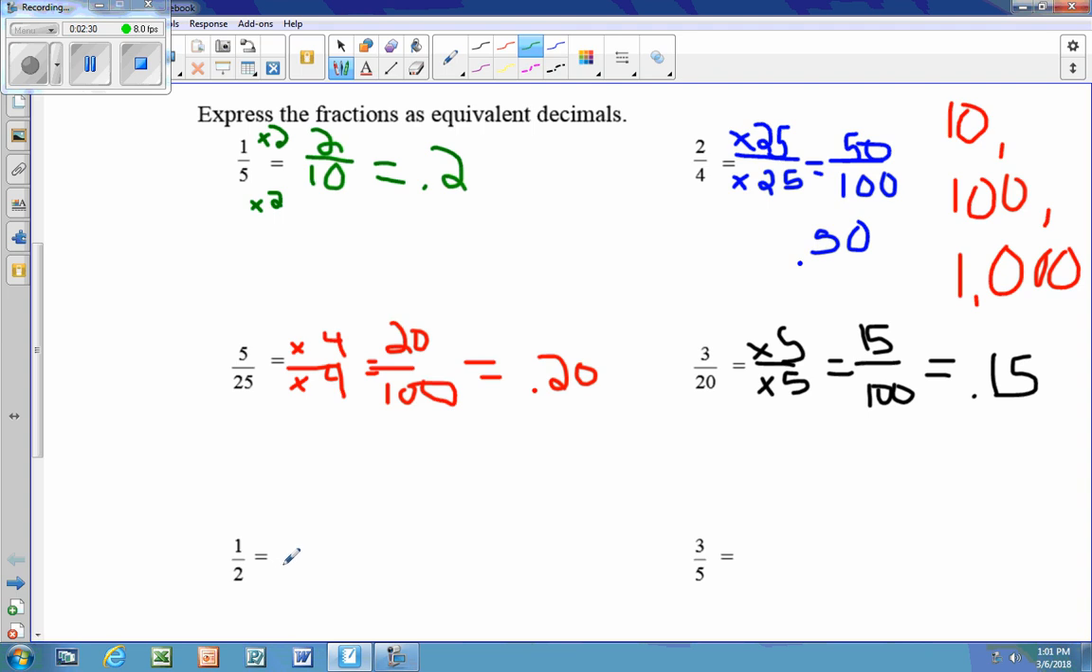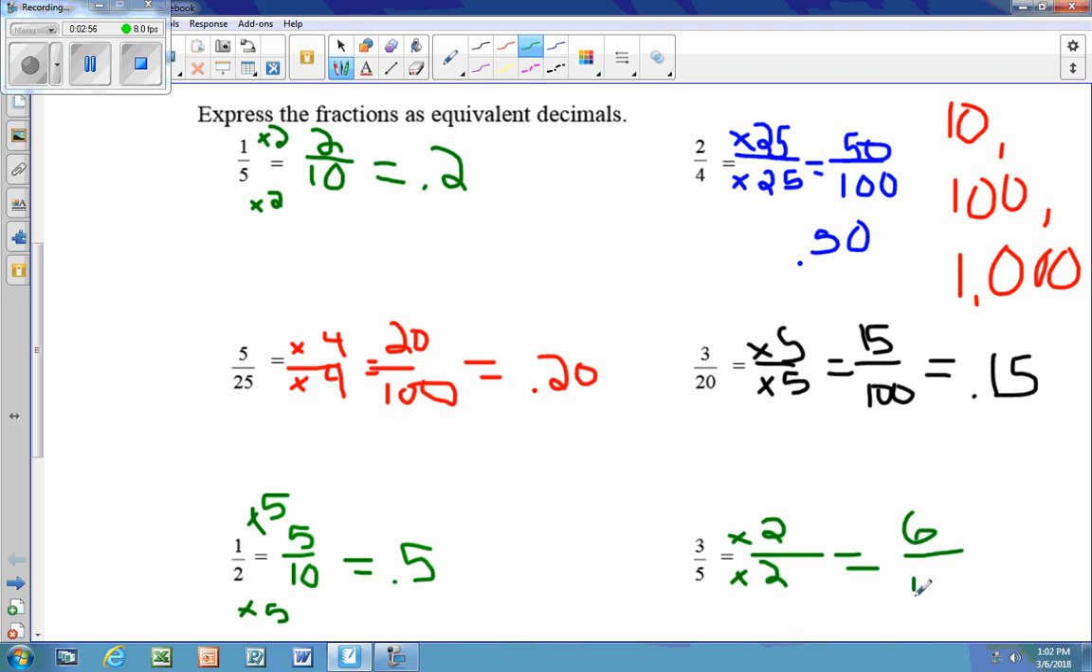Next, 1/2. A lot of you know that's 50 cents, so you already know the decimal, but if not, you turn it into something out of 10. We did times 5, and we do times 5, and we end up with 5/10, which equals 5/10. Once again, we're working with 5, so we can go to 10, which is times 2. And when we do that, we end up with 6/10.